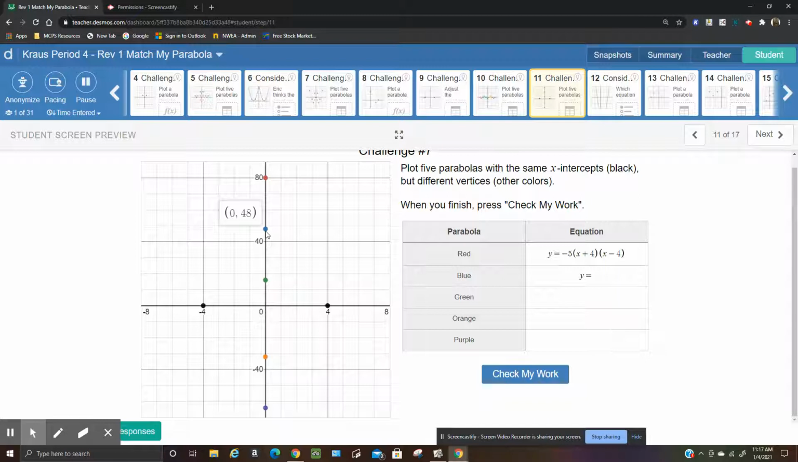And then the blue point is at 48. If you go over 4, you should go down 16, but you're going down 3 times as much. So -3, x plus 4, and x minus 4.